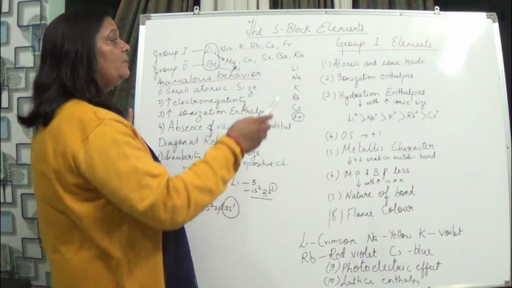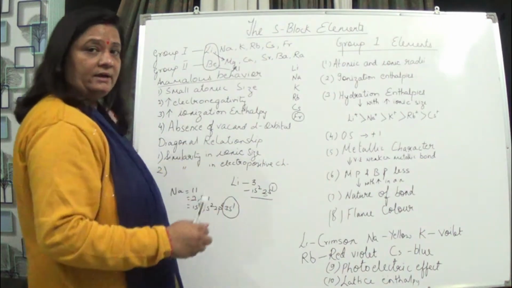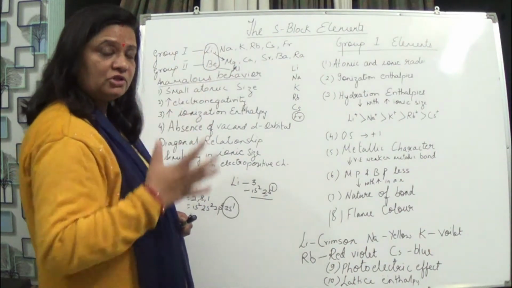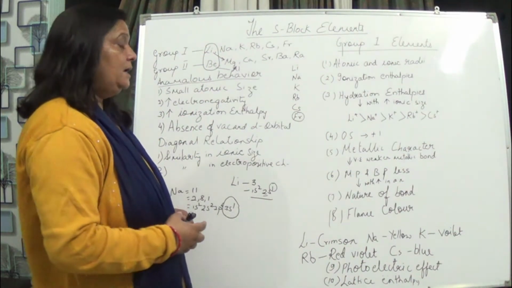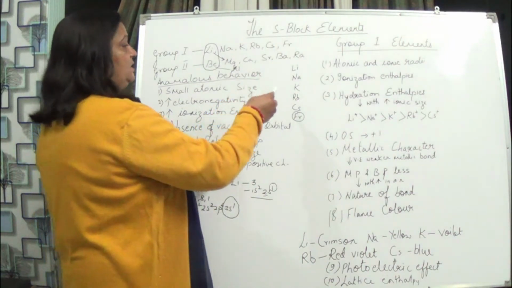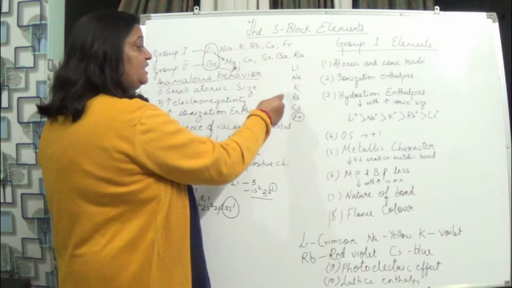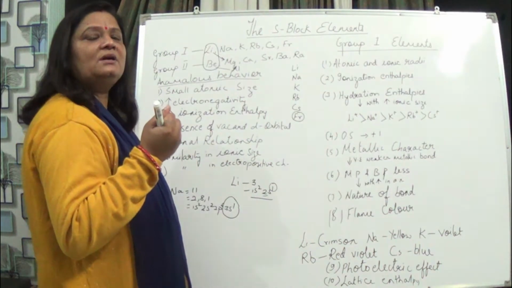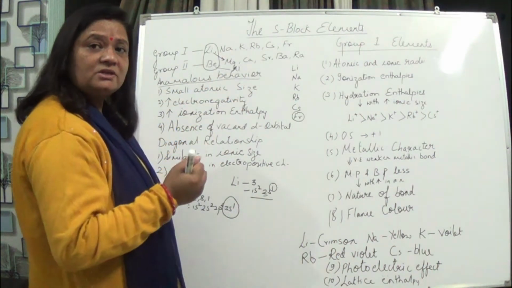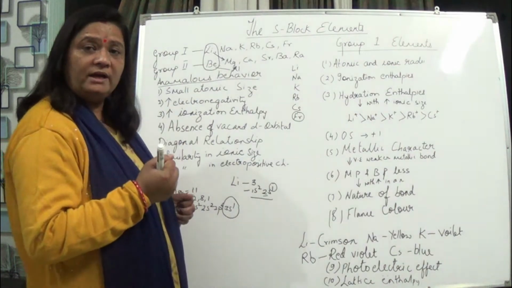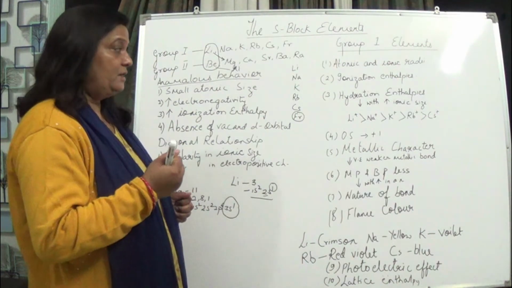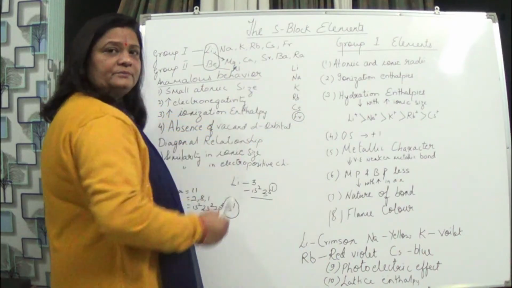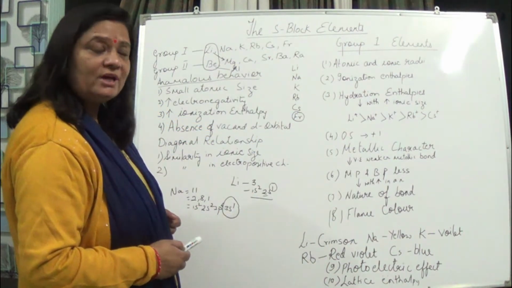Now coming to the ionization enthalpy. What is this ionization enthalpy? It is the energy required to remove the electrons from the outermost shell. And here the ionization enthalpy goes on decreasing. Why? Actually the effective nuclear charge is going on decreasing, and it becomes difficult to hold the electrons, so removing the electron from cesium will be easier than from rubidium, isn't it? Due to the increase in the shell number.